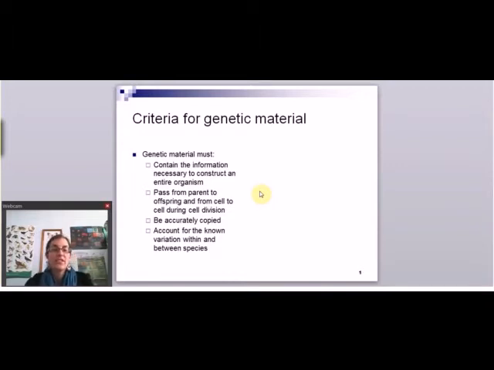The third criteria is that it has to be accurately copied. So again, if you're starting with one cell, the fertilized egg, and going to your whole body, which is 50 trillion cells, each one of those had to be accurately copied from that very first cell. And then the last criteria is that it needs to be able to explain variation between individuals like you and me, and also between species, like between humans and chimpanzees and cats and dogs.